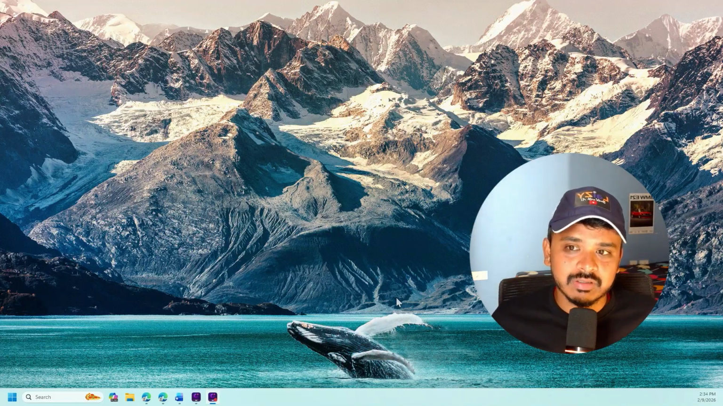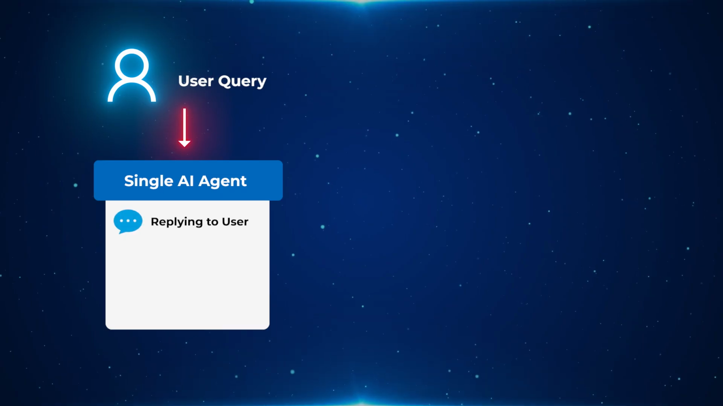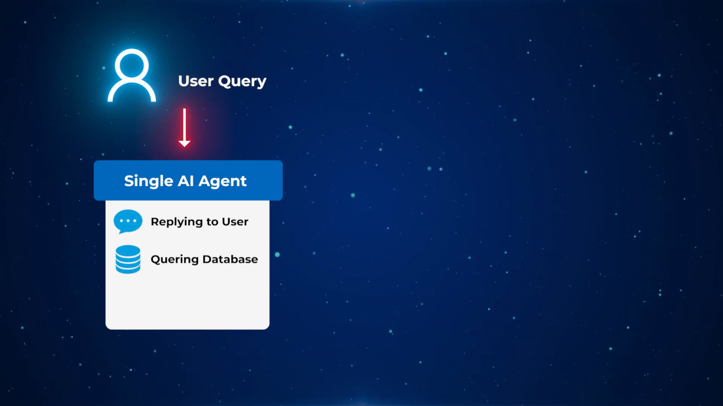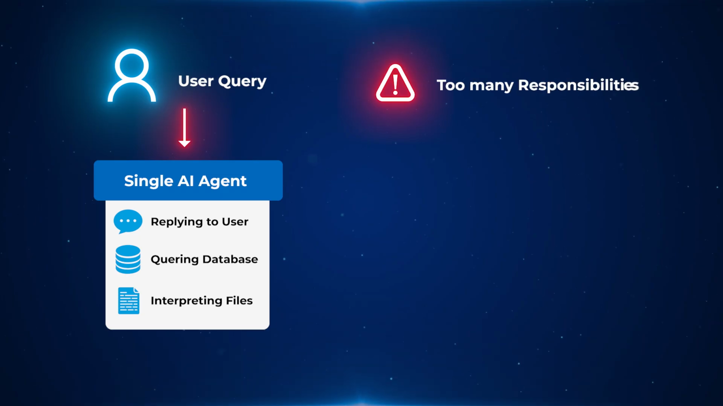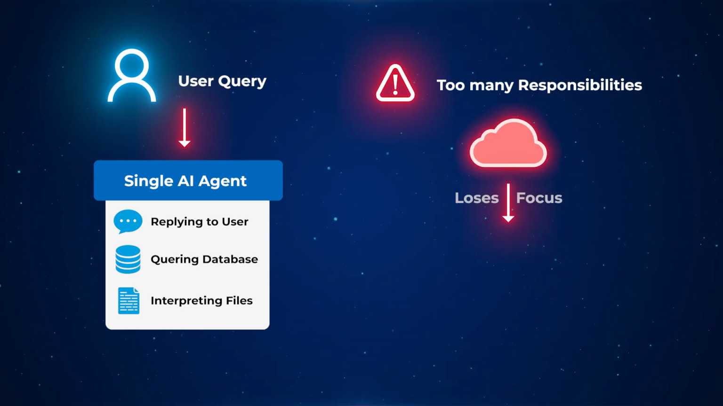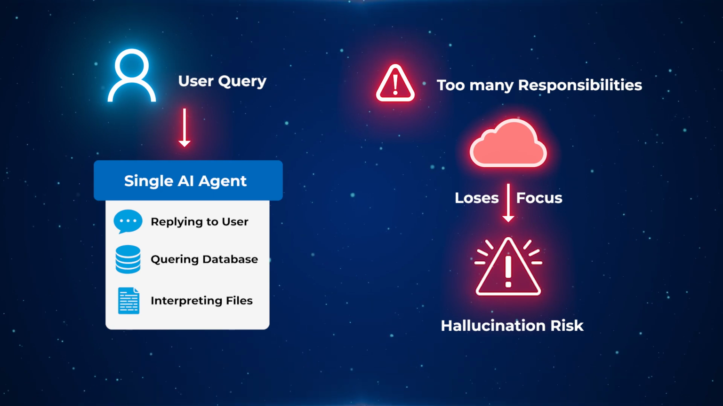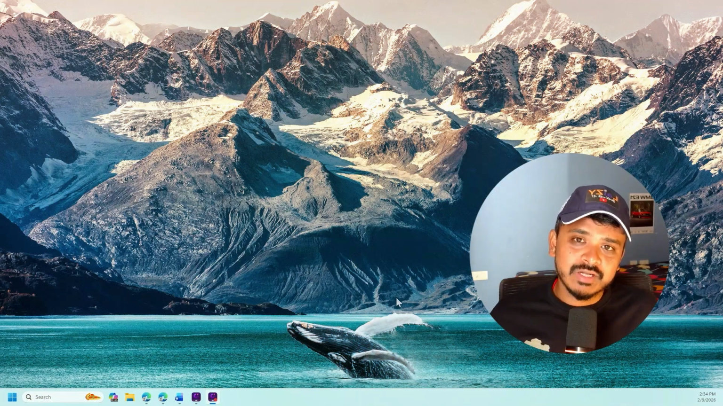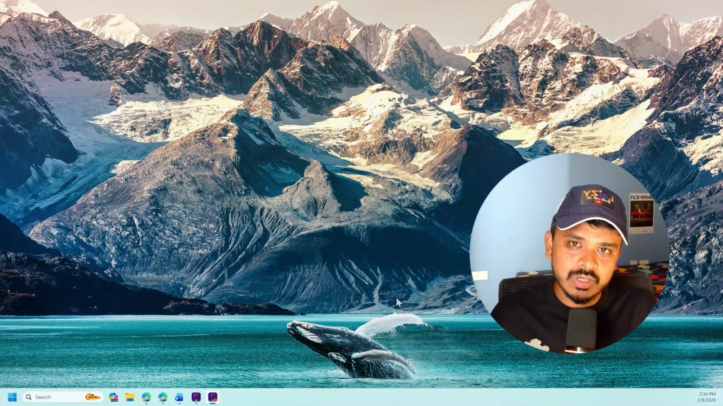I'll give you an example. You have built a single AI agent which is responsible for replying to the user, querying the database, and interpreting the uploaded files. Isn't it too much of a burden for one single agent? Over time, this agent will lose focus and start hallucinating. So we need a multi-AI agent system. If you go with a multi-AI agent system, your whole AI agent will become more reliable.